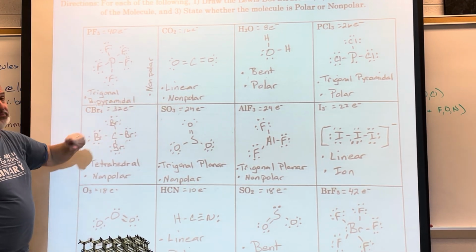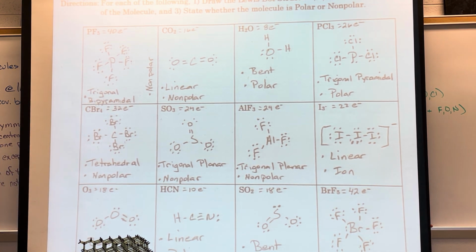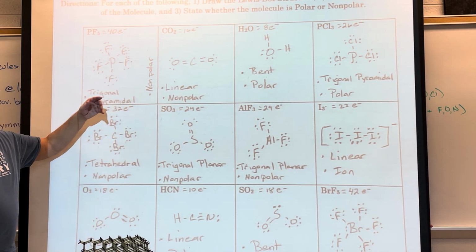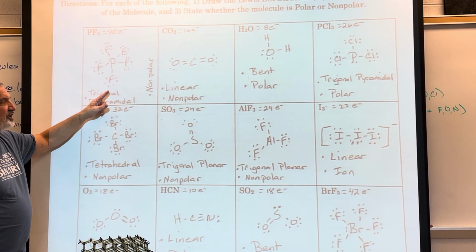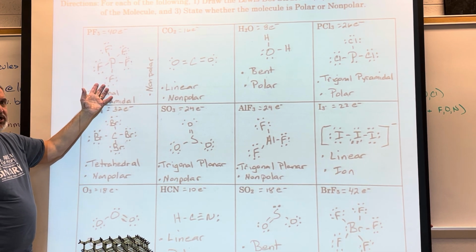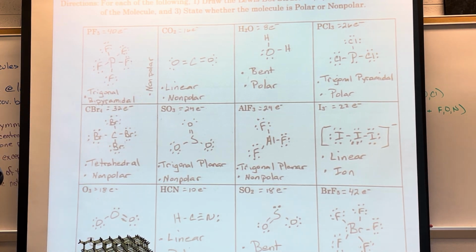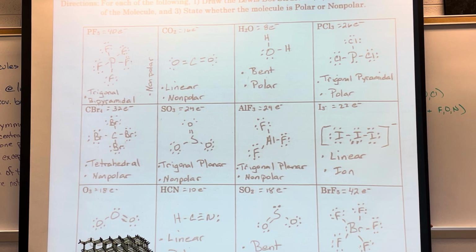Why is this one nonpolar? It's got phosphorus in it. It is an expanded octet, but it could still be polar. It's symmetrical. And how do we know it's symmetrical? Because all of the bonding atoms are the same. Trigonal bipyramidal is a symmetrical shape. Most of our asymmetrical shapes have a lone pair on the central atom, at least one.